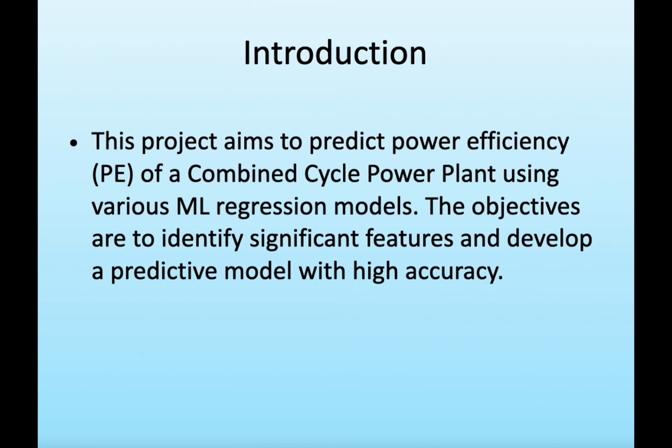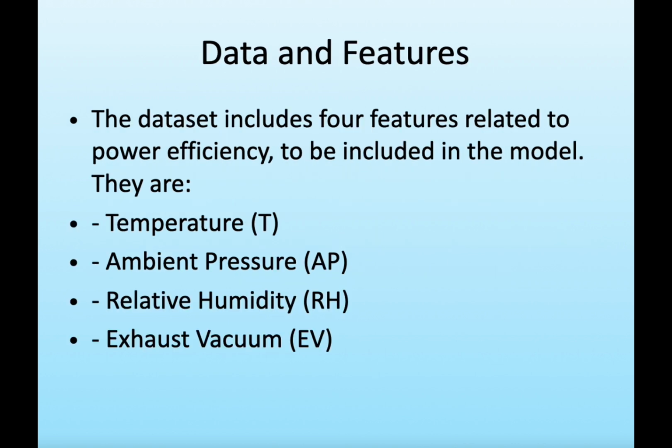So this is my presentation for predicting the electrical energy output of a combined cycle power plant. This project aims to predict power efficiency of a combined cycle power plant using various machine learning regression models. The objectives are to identify significant features and develop a predictive model with high accuracy. The data set includes 4 features related to power efficiency to be included in the model. They are temperature, ambient pressure, relative humidity, and exhaust vacuum.